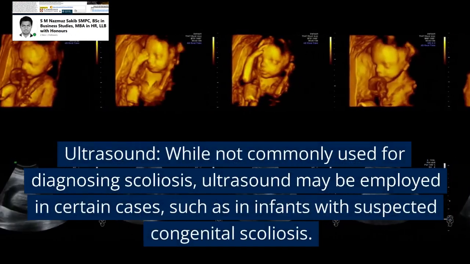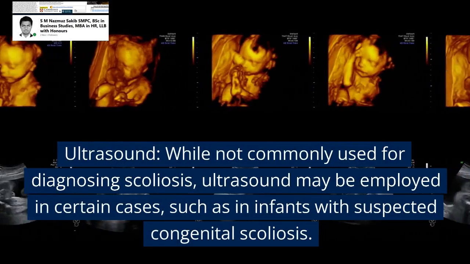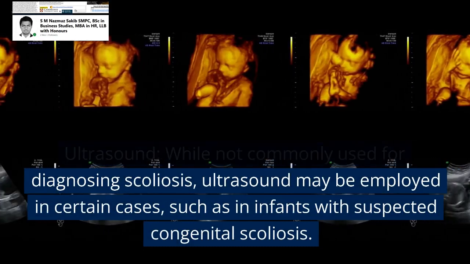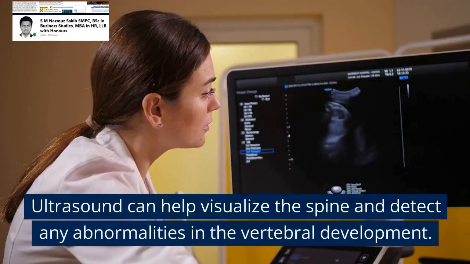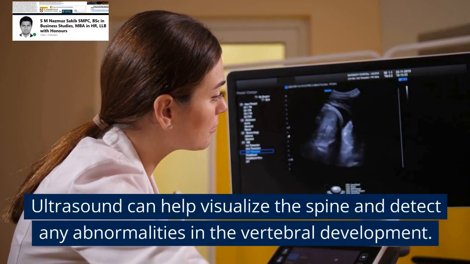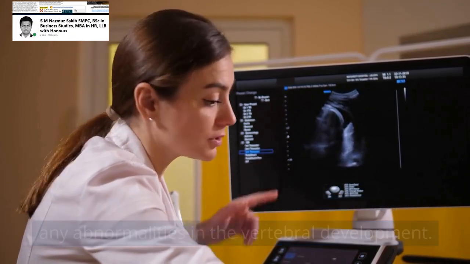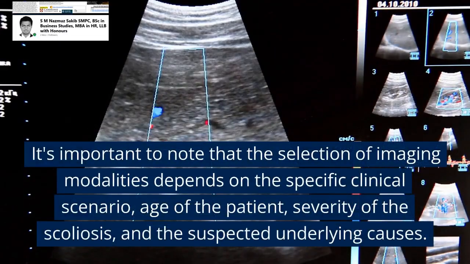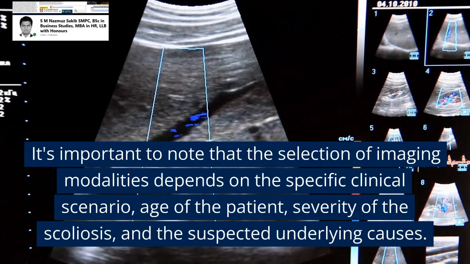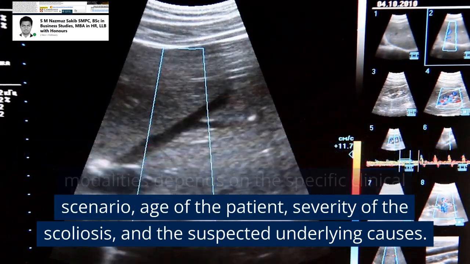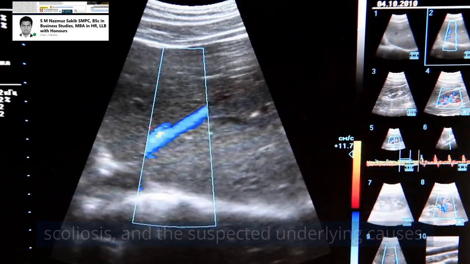While not commonly used for diagnosing scoliosis, ultrasound may be employed in certain cases, such as in infants with suspected congenital scoliosis. Ultrasound can help visualize the spine and detect any abnormalities in the vertebral development. It's important to note that the selection of imaging modalities depends on the specific clinical scenario, age of the patient, severity of the scoliosis, and the suspected underlying causes.